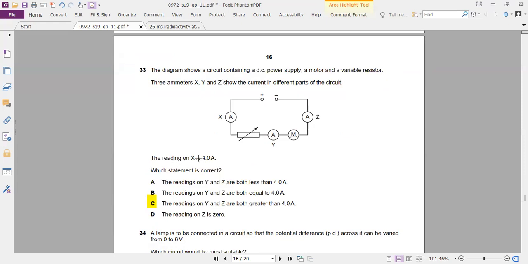The reading on X is 4 amps. Here is 4 amps. Which statement is correct? The readings on Y and Z are both equal to 4 amps. Again, this is wrong because in a series circuit, the current stays the same.